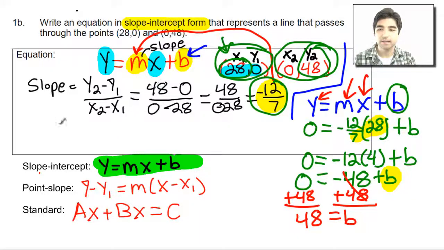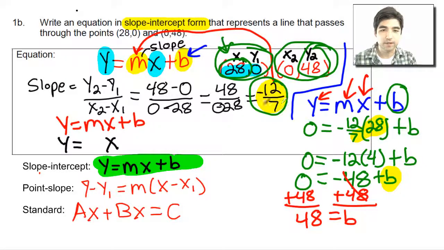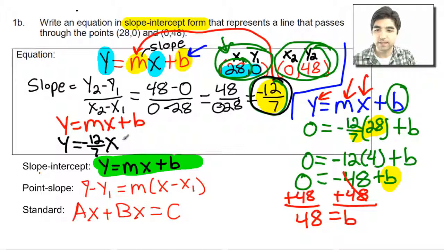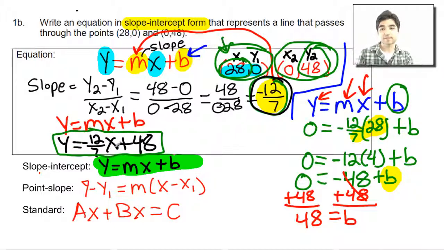Now when we make our final equation, I'm going to come back over here to the left. We got y equals mx plus b. You just leave the y and you leave the x, and you put in your slope here, negative 12 over 7, and then you add your b on, plus 48. So that's our equation in slope-intercept form for this one. Okay, now let's go on to the next problem, which I think is part 2 or 1C or something.